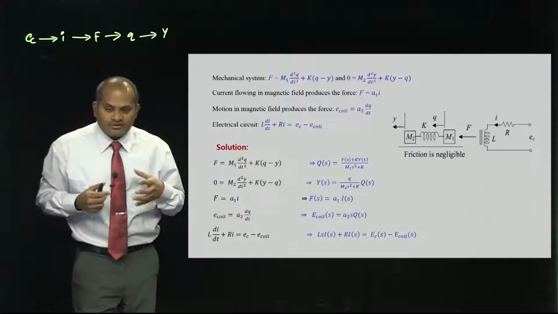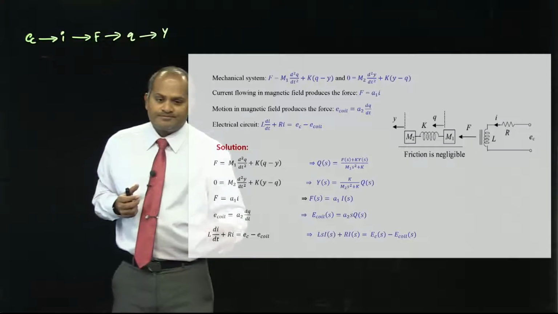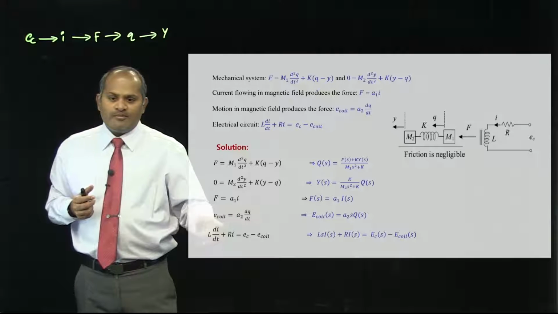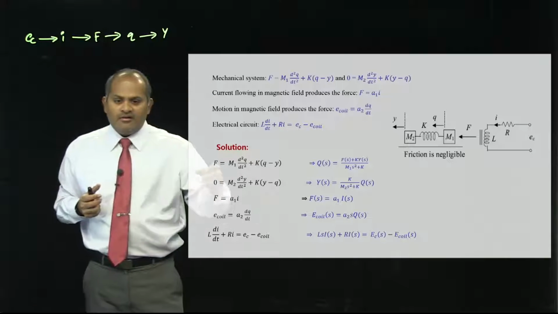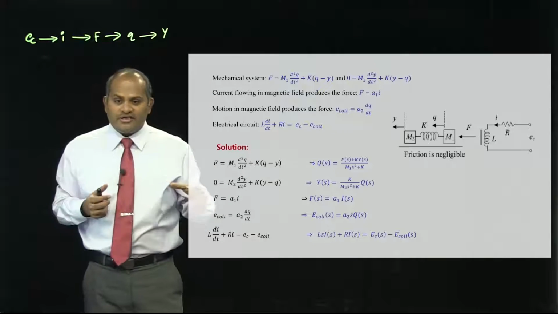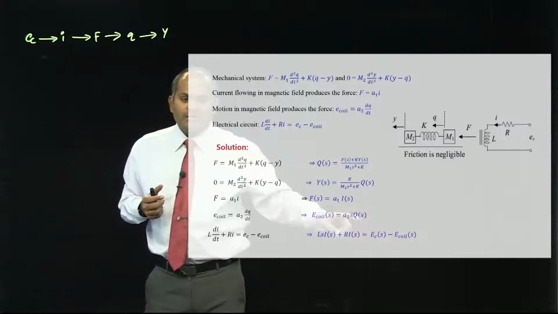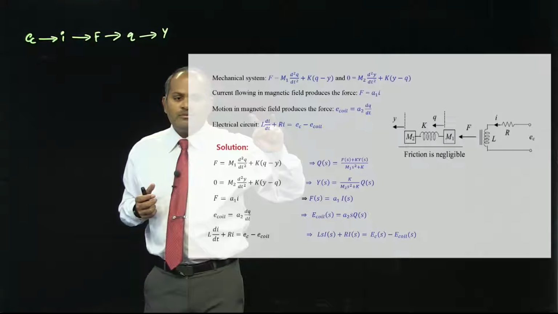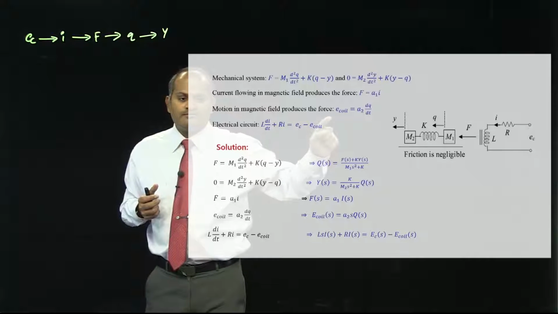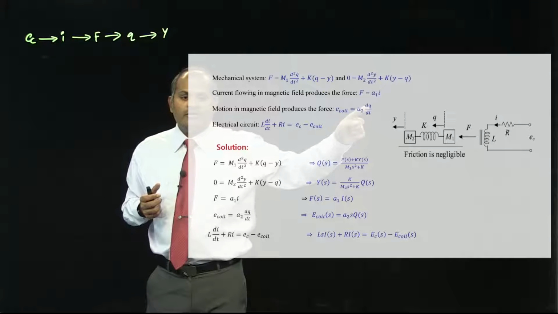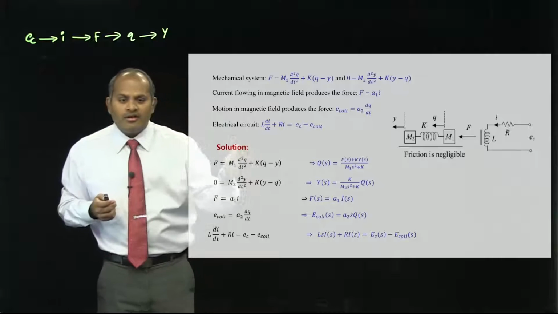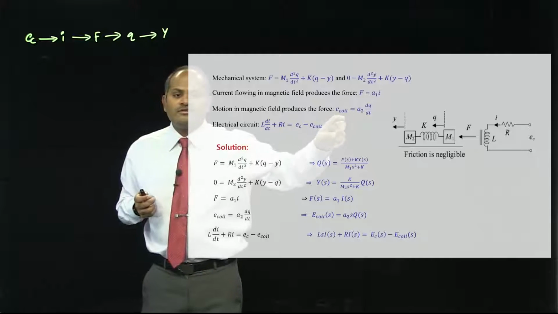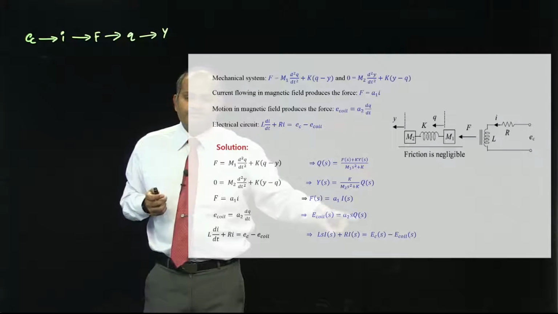Many students have a question. When you have this problem, you keep this equation separate, and then when you link all of these, you will understand that output is becoming an input. The motion in the magnetic field produces the force. E coil is equal to A2 s Q. So, that force and also the E coil, because of that we have this back EMF.